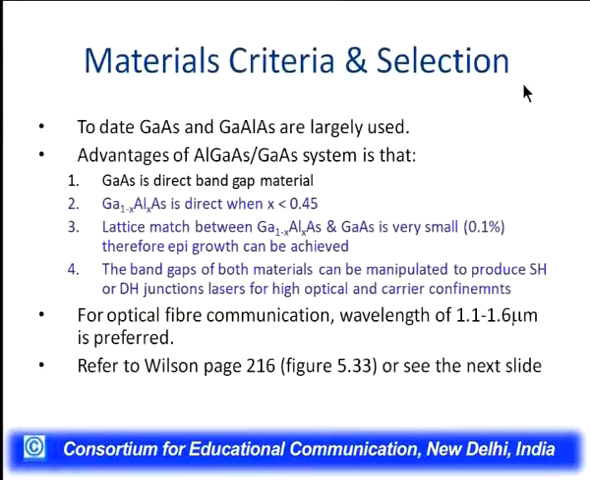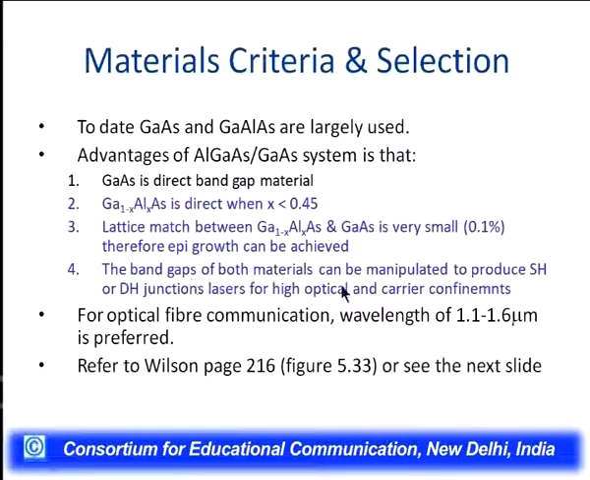The material selection criterion for this type of laser: to date, gallium arsenide and gallium aluminum arsenide are largely used to prepare this type of laser. The advantage of the gallium arsenide and gallium aluminum arsenide system is that gallium arsenide is a direct band gap material, and gallium aluminum arsenide is also direct when X is less than 0.45. The lattice mismatch between gallium aluminum arsenide and gallium arsenide is very small, which is 0.1%. Therefore, epitaxial growth can be achieved.